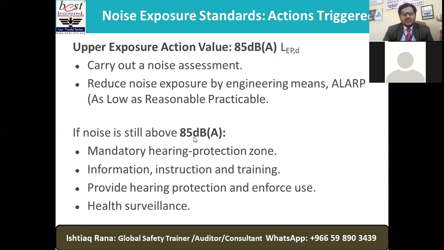If our noise is still above 85 decibel, then what do we have to do? If the noise level is still above 85 decibel, then what actions are important? Like a mandatory hearing protection zone. You have to put up a warning sign. This is a highly noisy area. No unauthorized person can go there. You can't move on without permission, or several things you implement as administrative controls. And accordingly, you will inform, give instructions and training, and provide hearing protection and enforce them.